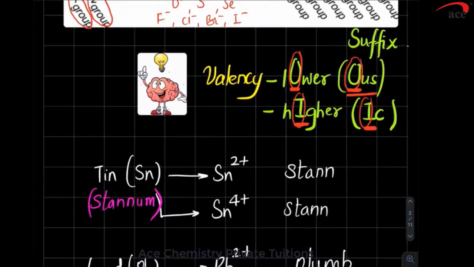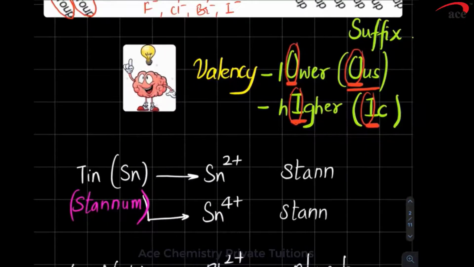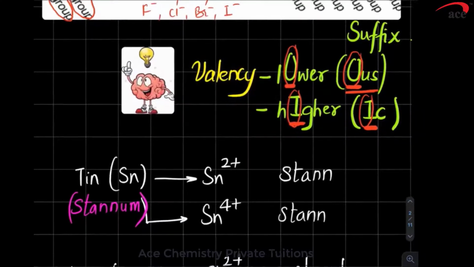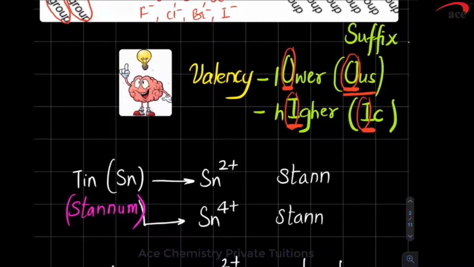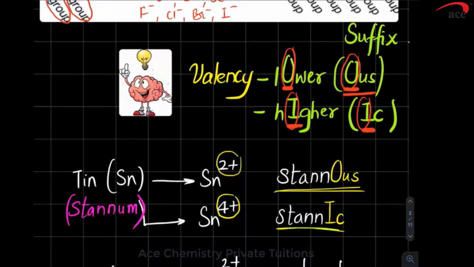If you take tin, Sn, which is its symbol, you know tin is a group 14 element. It shows a variable valency of +2 and +4. +2 is the lower valency. Because it is a lower valency, you end with OUS, and +2 charge is called stannous. +4 is a higher valency, and for higher valency, you end with IC, and therefore it is called stannic. Henceforth, tin with +2 should be remembered as stannous. Tin with +4 should be remembered as stannic.